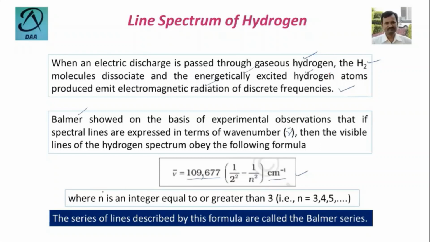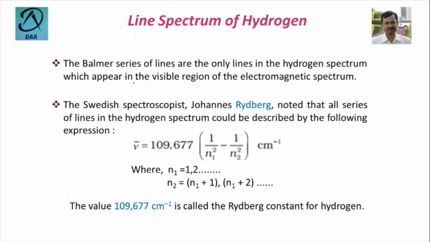Here n is an integer equal to or greater than 3, that means n is equal to 3, 4, 5 and so on. And this series of lines is called the Balmer series. The Balmer series is only restricted to the visible region of the electromagnetic radiation for the hydrogen spectrum.